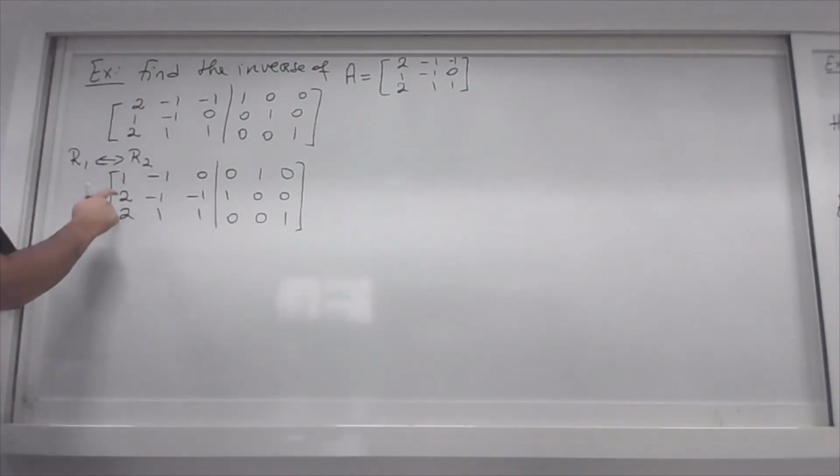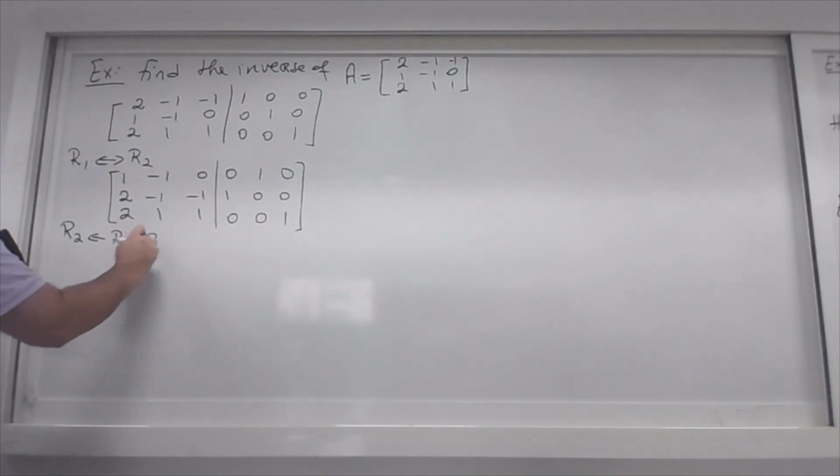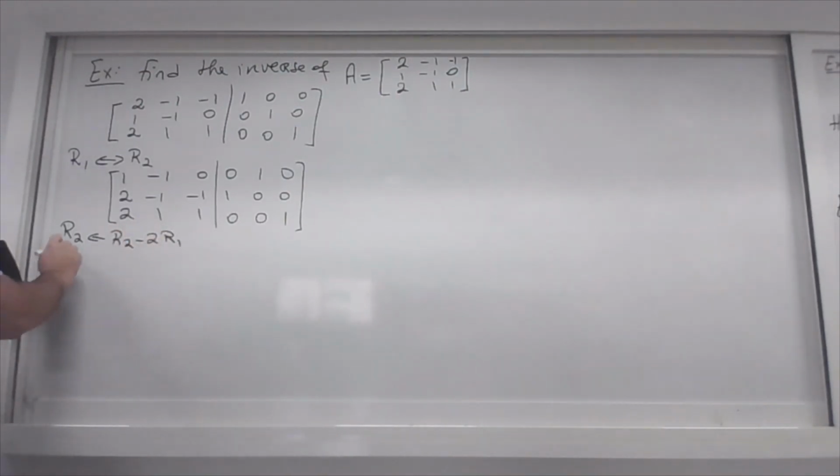So now I can produce zeros in these two positions. I replace row 2 by row 2 minus 2 times row 1. And also I'll do the same for row 3.